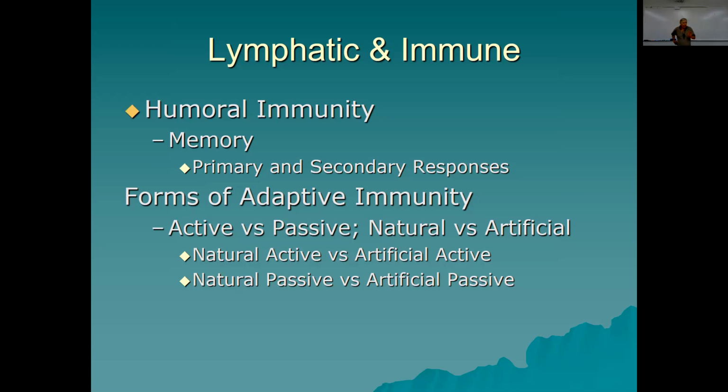Artificial active is you make your own antibodies, but you didn't come into contact with the pathogen itself, or only in a modified form or a killed form. In other words, vaccination. You got vaccinated against this particular pathogen, and you may have only gotten part of the coat protein. I got vaccinated against hepatitis B. I only got the coat protein. So artificial active is vaccination.